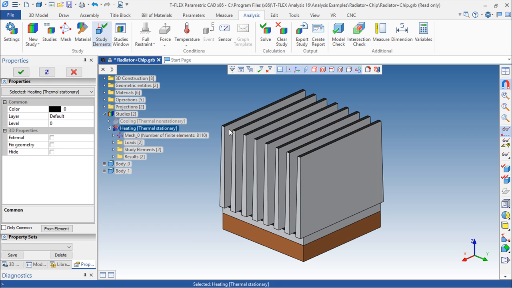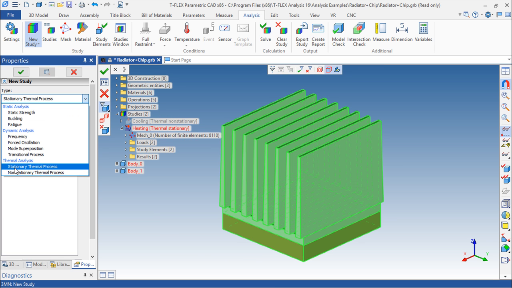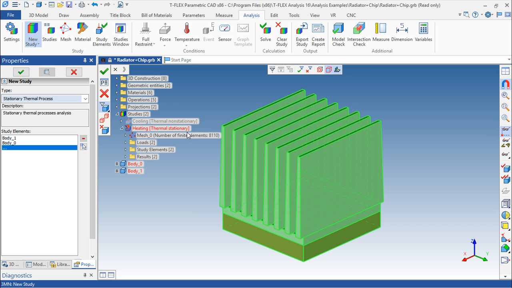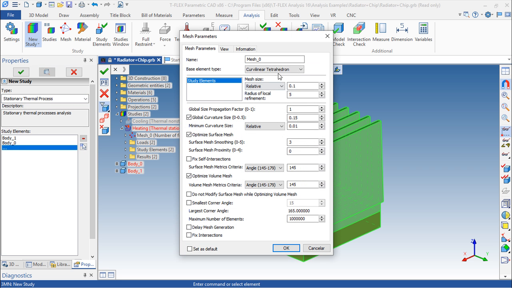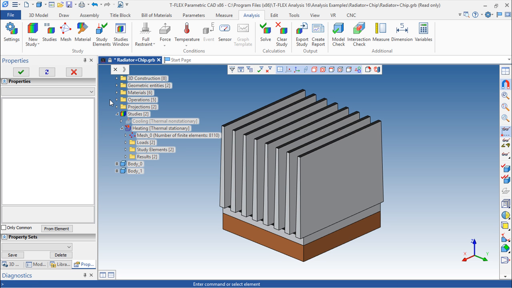Let us see first one thermal stationary that you know already how to create: going to new study and then choosing stationary thermal study. After creating a mesh, I've used a curvilinear tetrahedron with 0.1 in size, so nothing much different from what we spoke already. And the idea is to evaluate the efficiency of this cooling radiator. We have two bodies, two solids. This brown one that represents the chip, and this is the radiator.